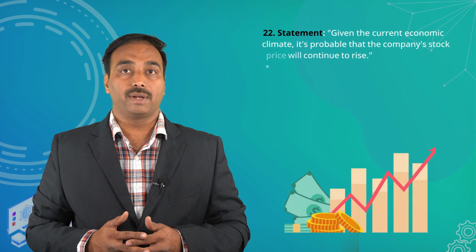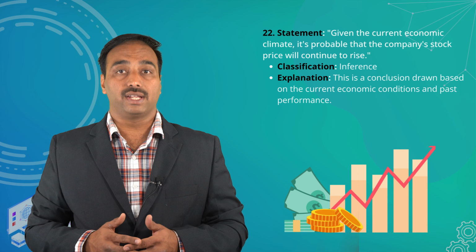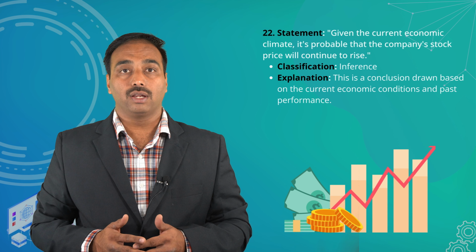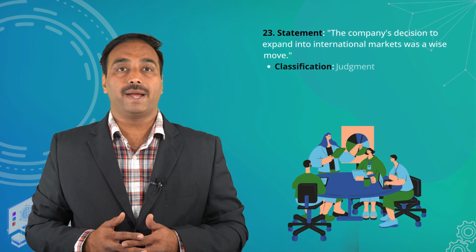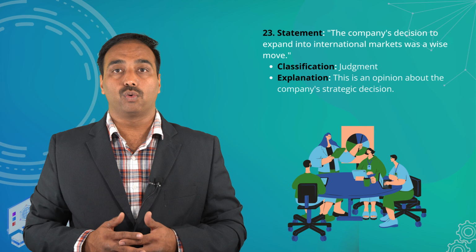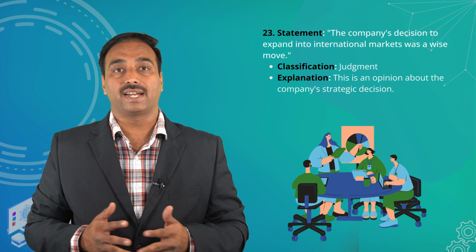Given the current economic climate, it's probable that the company's stock price will continue to rise. This is an inference because it is a conclusion drawn based on the current economic conditions and past performance. The company's decision to expand into international markets was a wise move. This is an example of judgment because it's an opinion about the company's strategic decision.